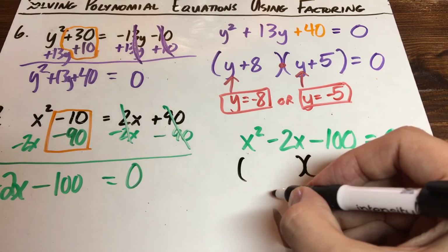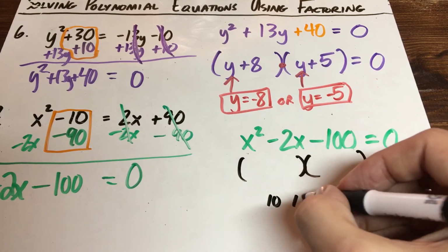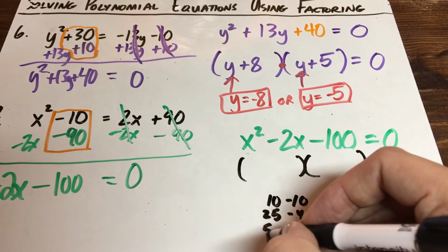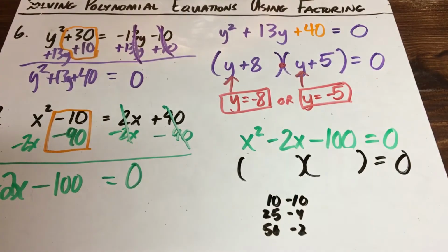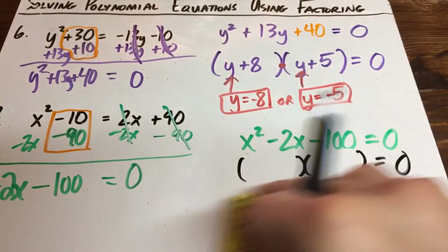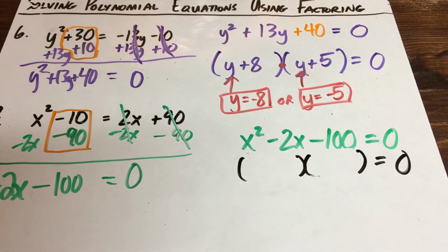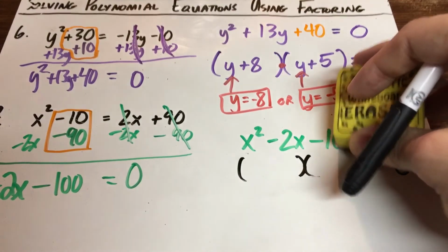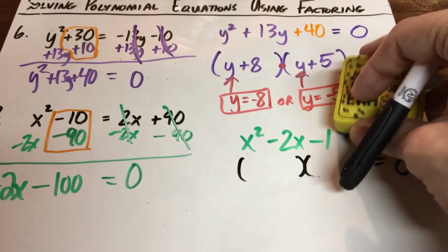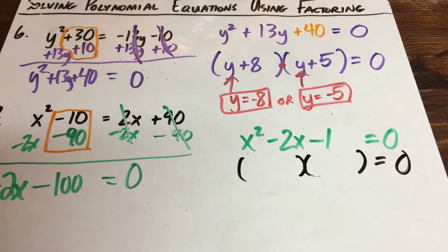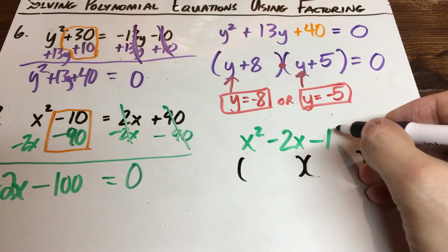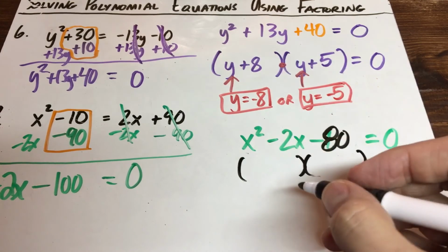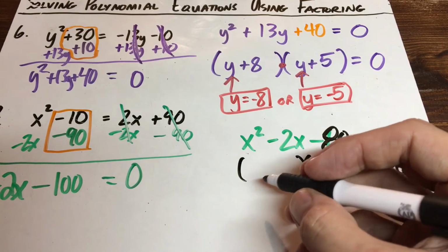I mean, the only combinations that equal 100 are 10 and 10, -10 and +10, 25 and 4, 50 and 2. None of those would work. Sorry about that. I messed up when I made that question. Let me switch it to something that would actually work. I think I was going for 80, so that we could do 10 and 8. So I should have had 80.